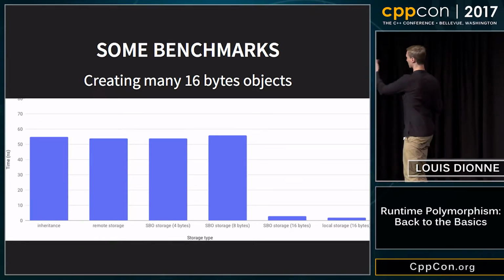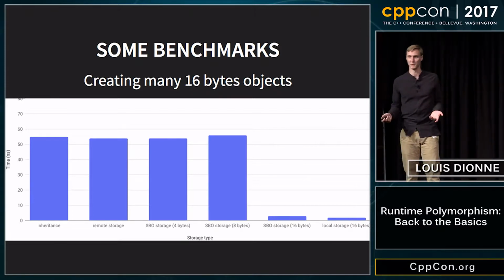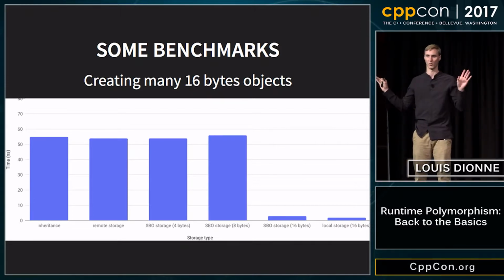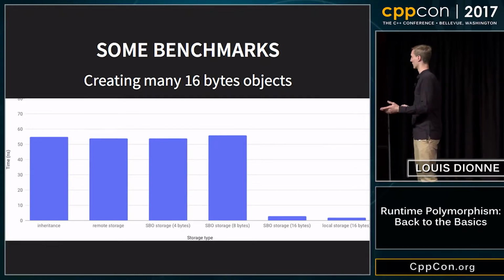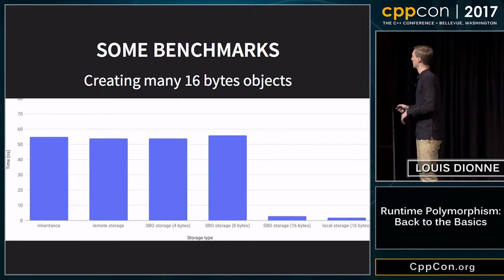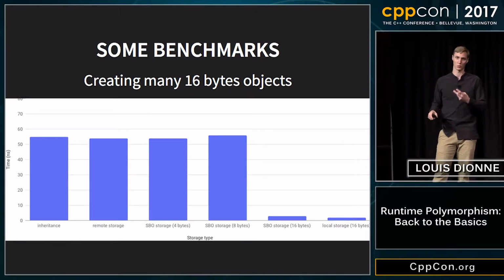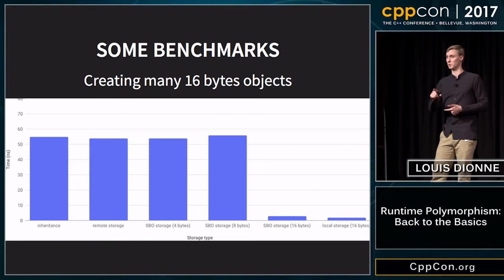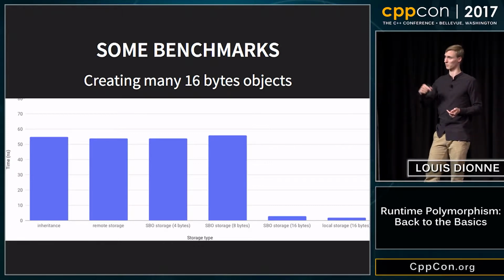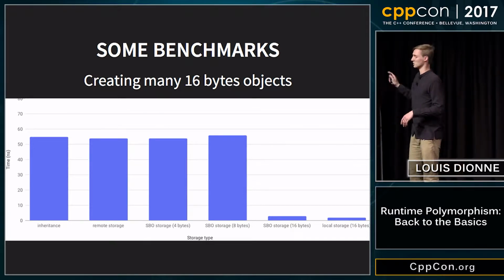I'm going to go from the left to your left. The leftmost one is inheritance. Basically, I'm going to the heap there. I'm allocating, and all that this graph shows is that you're doing an allocation and you're paying for it. Remote storage, next. Also, there's an allocation. They're in the same ballpark. The third one is the SBO storage with 4 bytes. 4 bytes is not enough to store 16, so I'm always going to the heap. I can never actually put the object in my buffer. And so I need to go to the heap, and I pay for it. Same for 8 bytes, which is the next one.